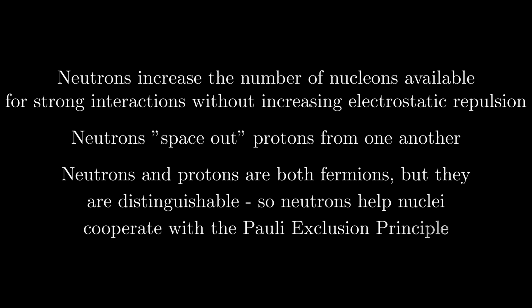Finally, having both protons and neutrons helps nuclei cooperate with the Pauli exclusion principle, which states that no 2 identical fermions can simultaneously occupy the same quantum state in a system. While neutrons and protons are both fermions, they're distinguishable, so they're not held to this standard, at least with respect to one another. The end result of this is that having a combination of protons and neutrons allows for the lower energy quantum states within a nucleus to be more efficiently filled. This lowers the nucleus's overall energy and increases its stability.